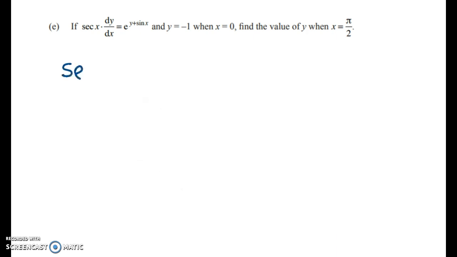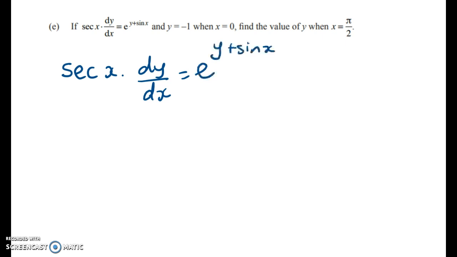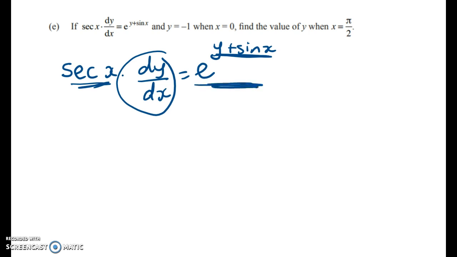We've got sec x times dy by dx is equal to e to the y plus sine x. So first I'm looking at that and I'm not loving it because I've got y's and x's all mixed up here. I've got an x here and I've got dy by dx. But then I remember that I can split up this function and it all becomes quite doable. And the goal in the end here is to figure out what's y when x is equal to pi on 2. So we're going to separate the variables, integrate both sides, and then go on to solve the equation.